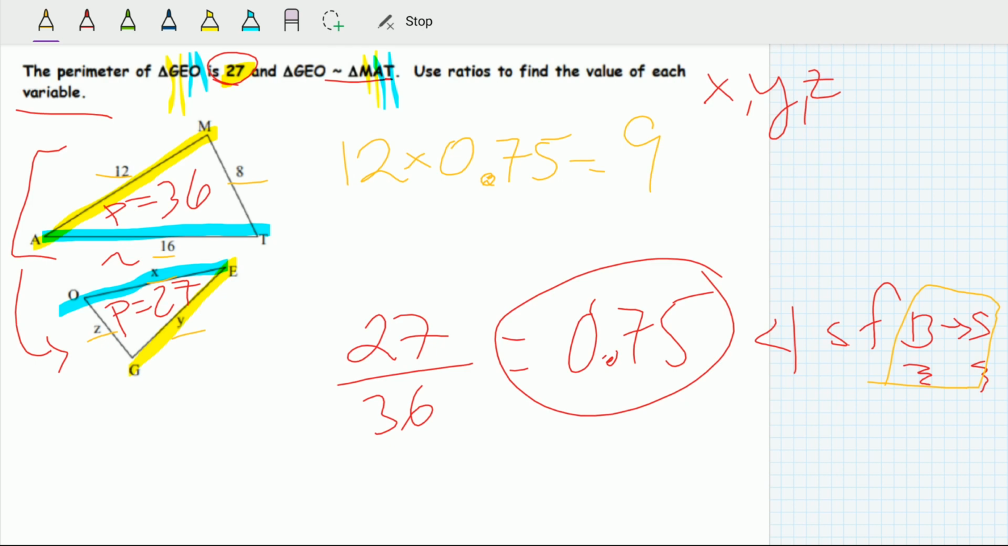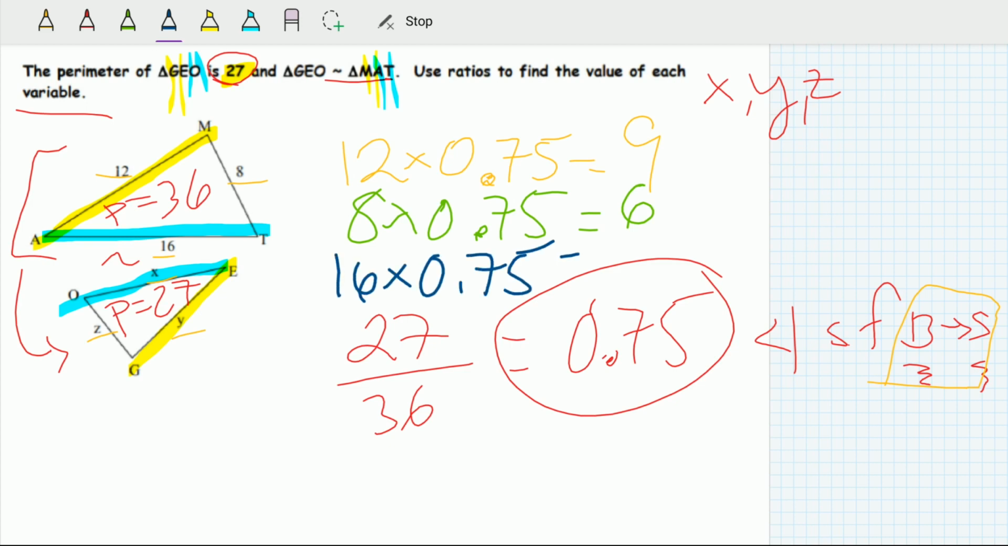And then the next one is going to be 8 times 0.75. Let me get my calculator. 8 times 0.75 is equal to 6. And then finally, the last one is going to be 16 times 0.75, which is equal to 12. Which one goes with X, Y, and Z?